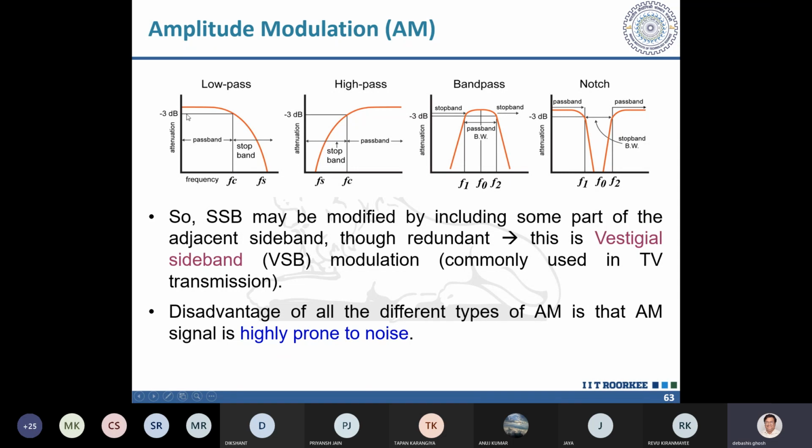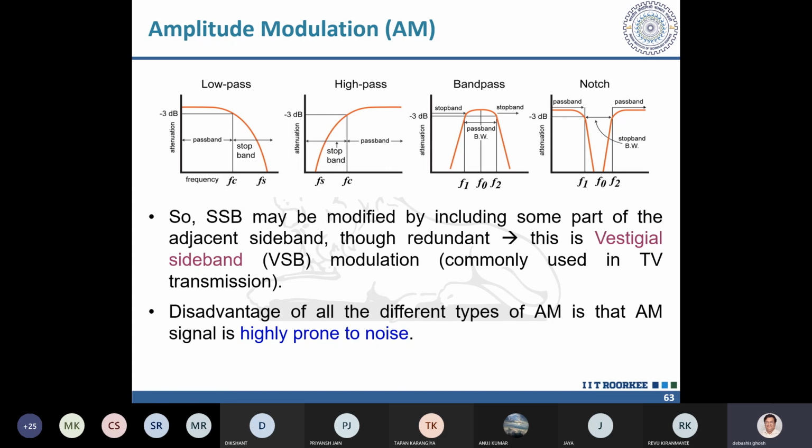Below FC, a low pass filter should give you output. Above FC, it should not give you output. But practically it is not so. Practically it will give you output till FC, but even after FC, for some frequencies it will keep giving output, but at lower gain. It will be a bit smaller value.